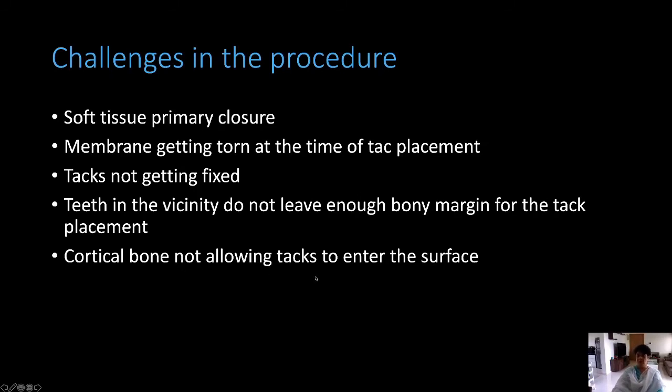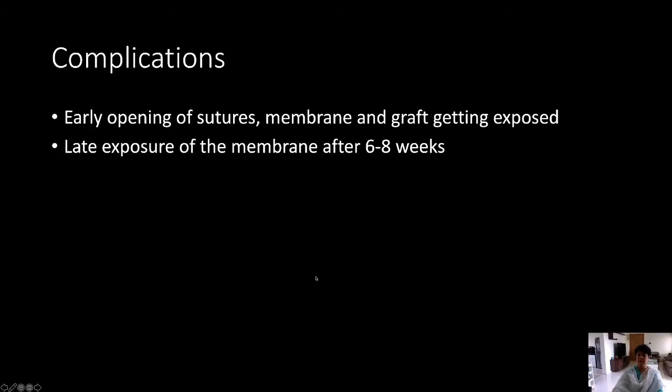But I showed you how to overcome this. Now you may have a question in mind: why do you place tacks? Because there are people showing cases without having tacks in the membrane. But I am a believer of using stabilization, and I believe in stabilization for one reason: any foreign body which goes inside your body by definition is called an implant.